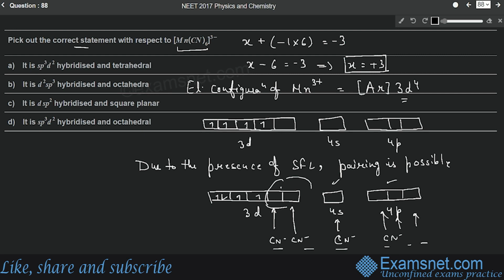So what will be the hybridization? Hybridization will be d2sp3, because 2 d orbitals are used, then 1 s orbital is used, and 3 p orbitals are used. So d2sp3. And the structure will be octahedral, because 6 ligands are there. So the correct option will be option number B, d2sp3 hybridized and octahedral. So option B is the correct answer.